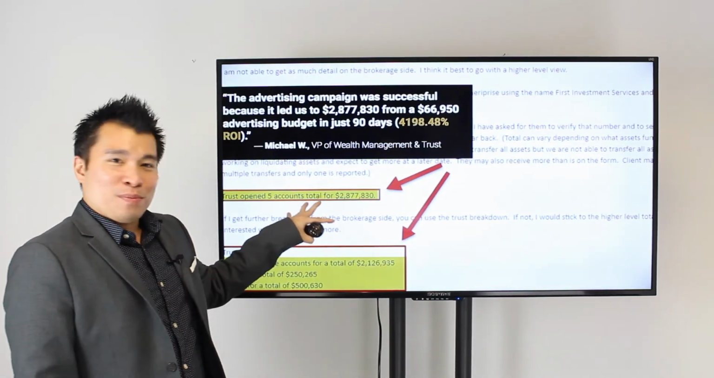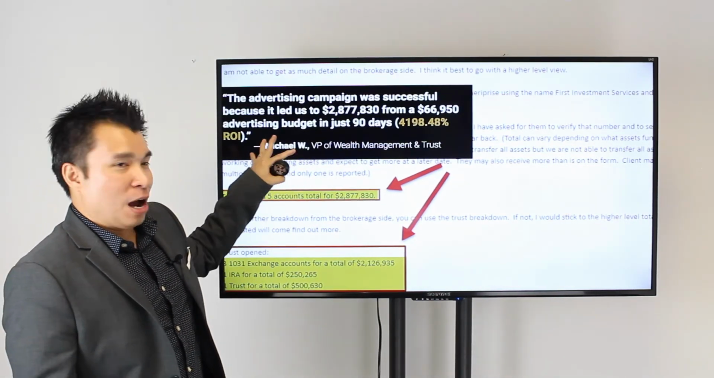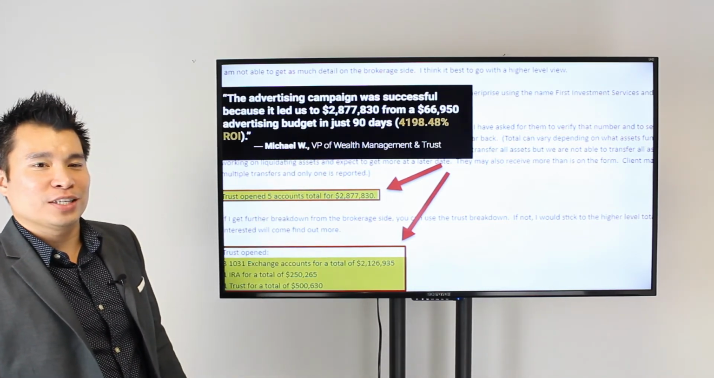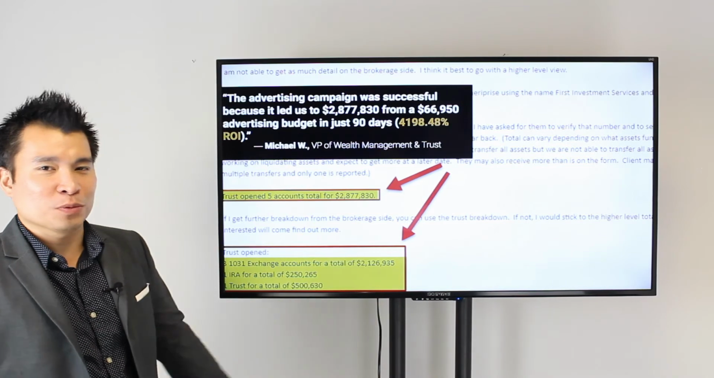And it is exactly the same process that we used to help our bank client grow their deposits to $2.9 million from only $66,000, over 4,000% ROI.